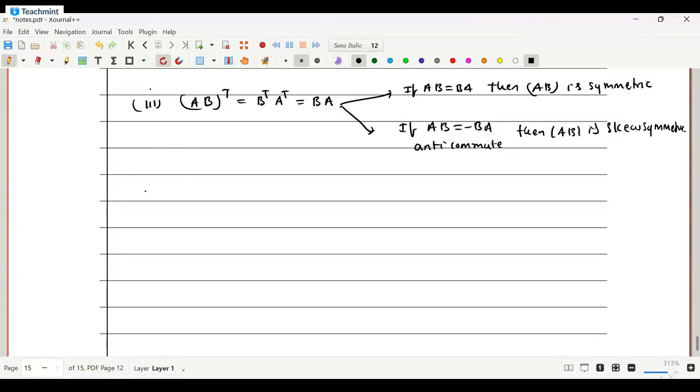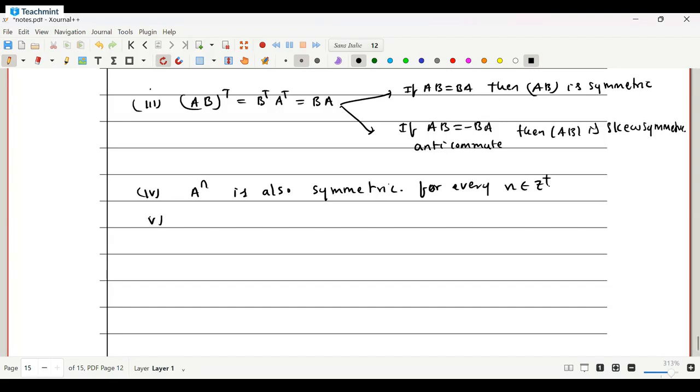Next one. A power n: all integer powers of a symmetric matrix A are also symmetric, irrespective of n, for every n belonging to Z plus.